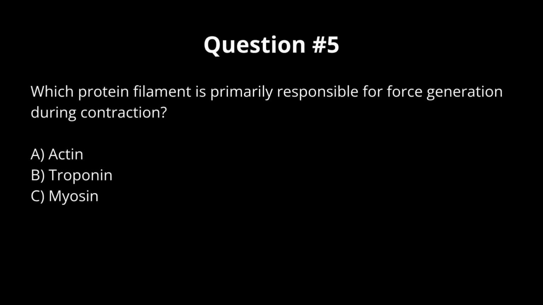Question number 5. Which protein filament is primarily responsible for force generation during contraction? A. Actin. B. Troponin. C. Myosin. The correct answer is C. Myosin, the thick filament, binds to actin and pulls it toward the center of the sarcomere during contraction, generating force.